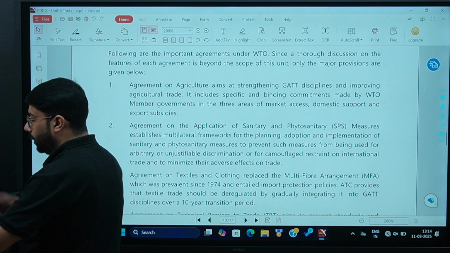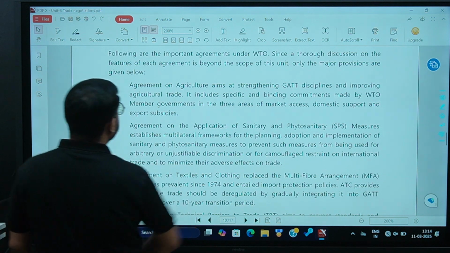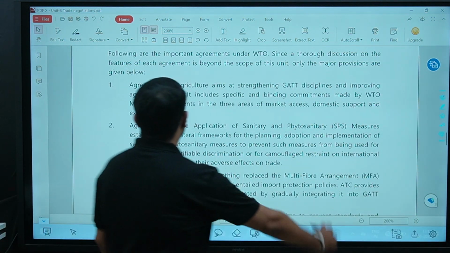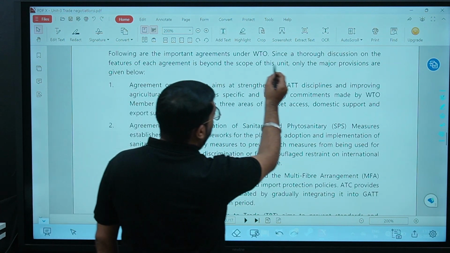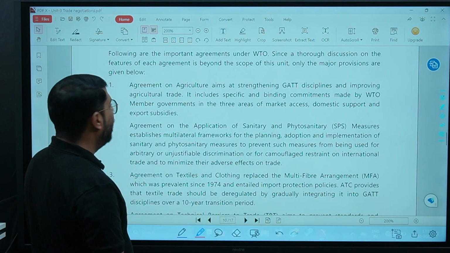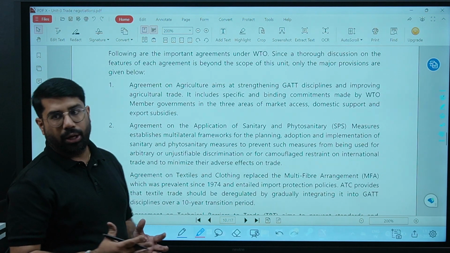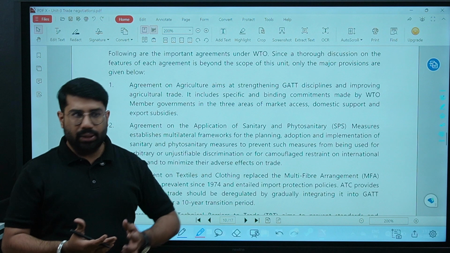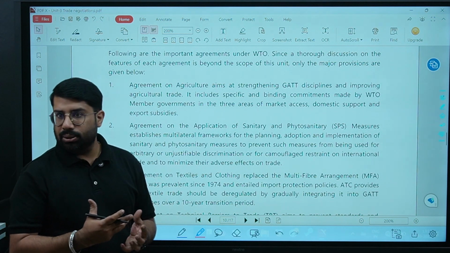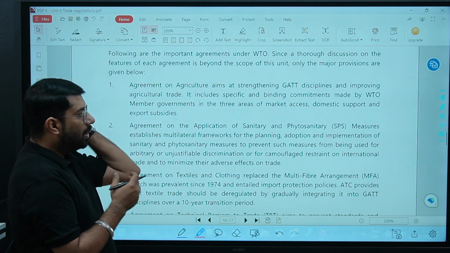There are some of the agreements we have to study. The very first agreement, it says, following are the important agreements under WTO. Since a thorough discussion on the feature of each agreement is beyond the scope of this unit, only the major provisions are given below. See, it is saying that all the types of agreements we cannot study here. Obviously, that is the reason we have taken a few agreements for the explanation, right? And these are the major ones.